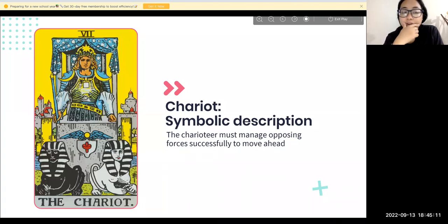Very important. Chariot card has opened a lot of things for my life when I started journaling the Chariot card. So yes or no, everyone, are you all clear with this? Put it in the chat.